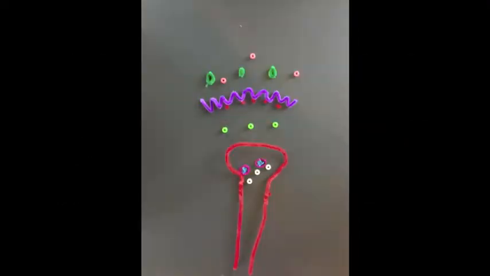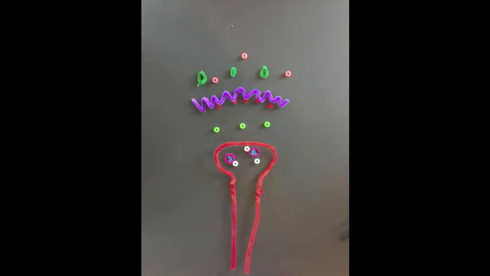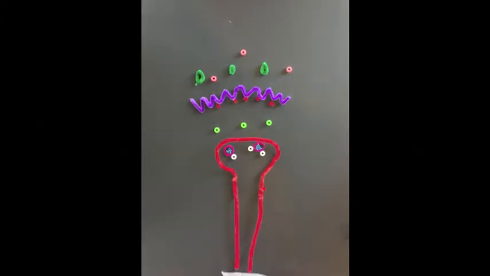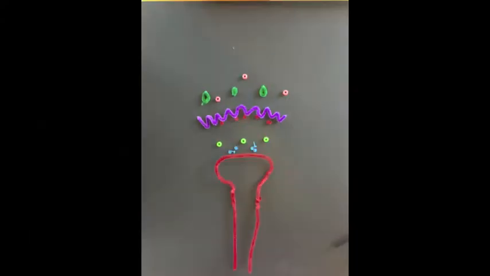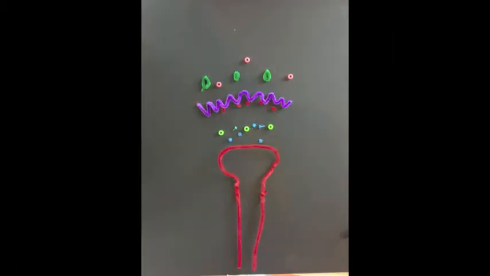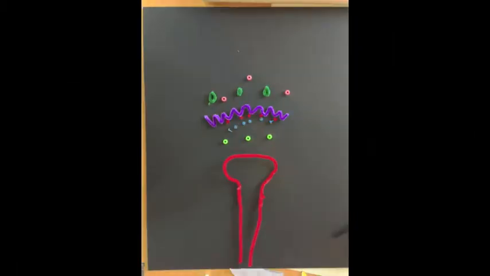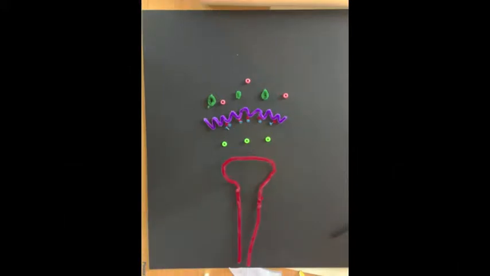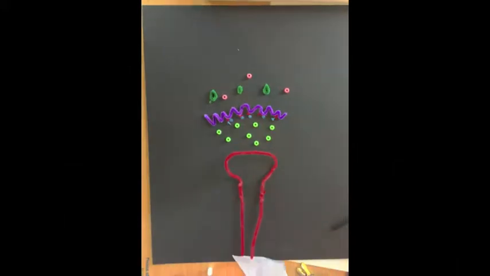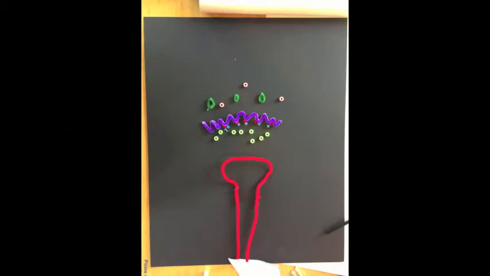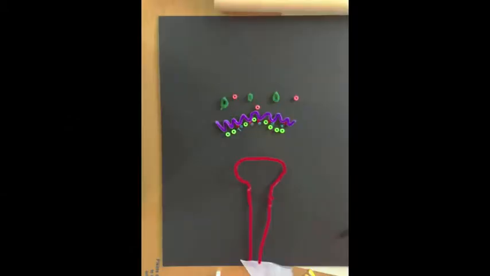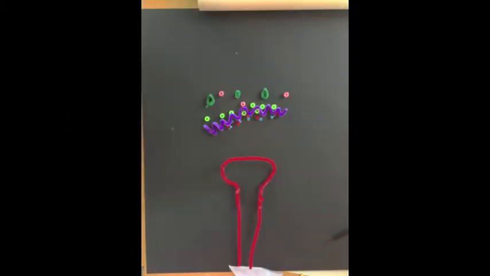Action potential arrives at the motor neuron, triggering the release of acetylcholine. Acetylcholine is released through the motor neuron and binds to the receptors on the motor end plate. This then allows sodium to go into the cell.